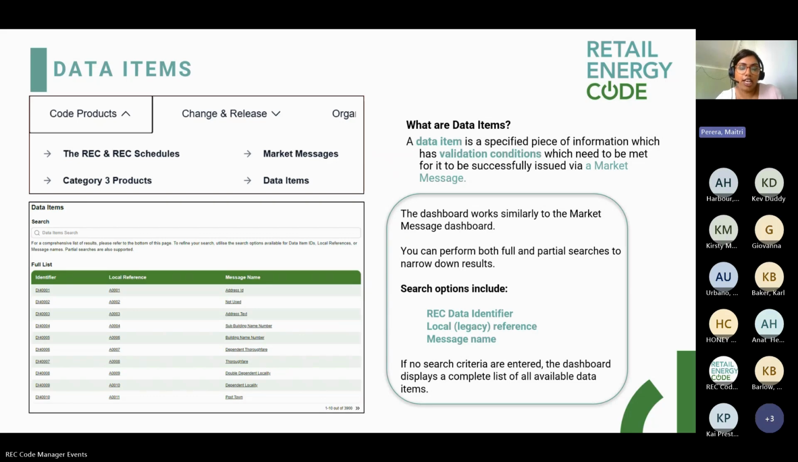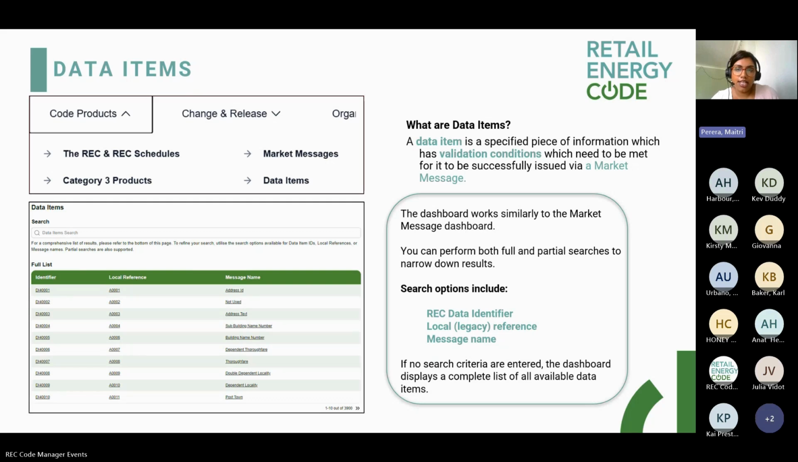When selected, the dashboard will open, and again, much like the market message dashboard, you can complete full or partial searches to refine your search. You can use the REC data identifier reference, the local legacy reference, or message name as search terms. A full list of data items is provided without any search criteria as well.